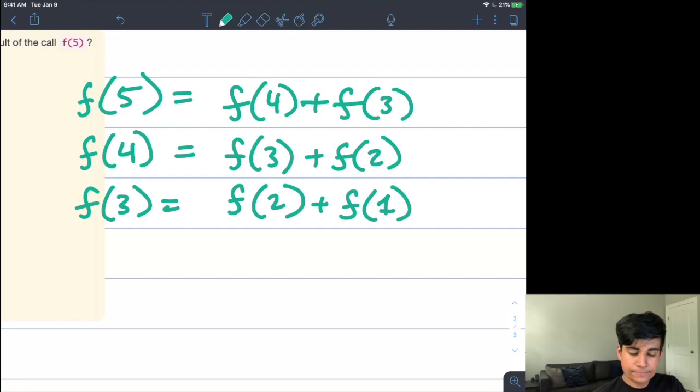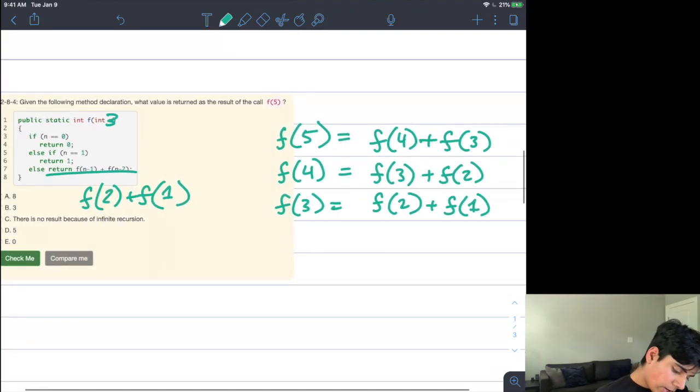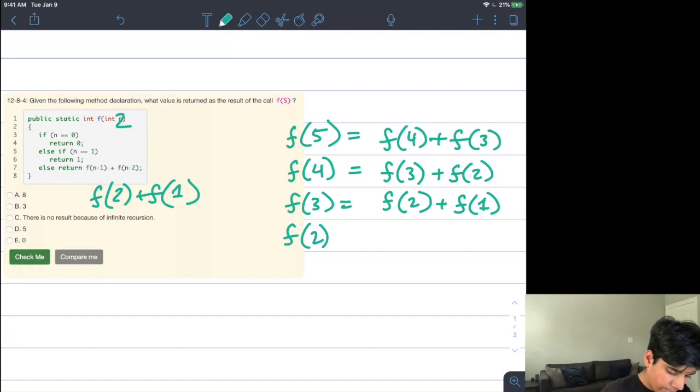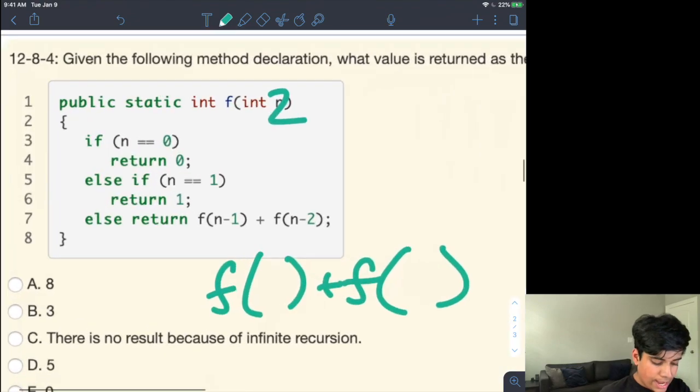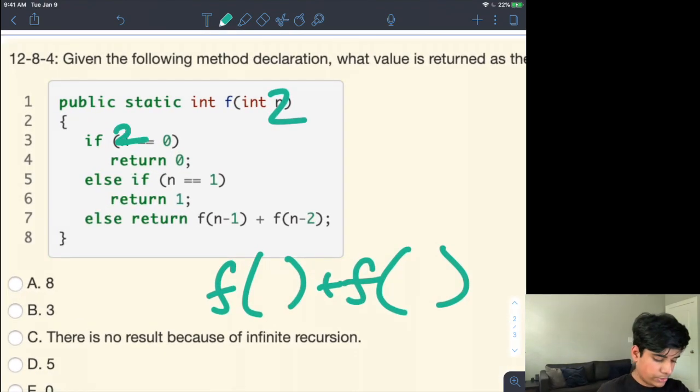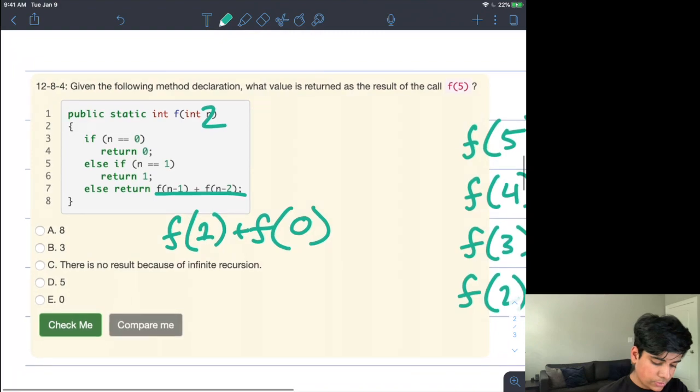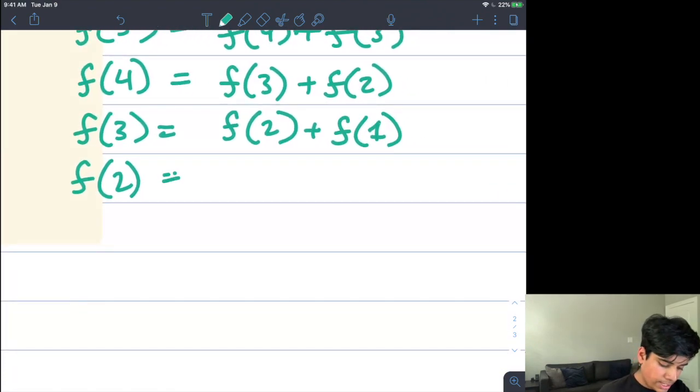Just like that. Now we're going to figure out what f2 actually is. So I'm going to write f2 over here and put our parameter as 2. Is 2 equal to 0? No, so we skip over that. Is 2 equal to 1? No, so we skip that as well. We return f of 2 minus 1, which is 1, plus f of 2 minus 2, which is 0. So this is going to be equal to f1 plus f0.